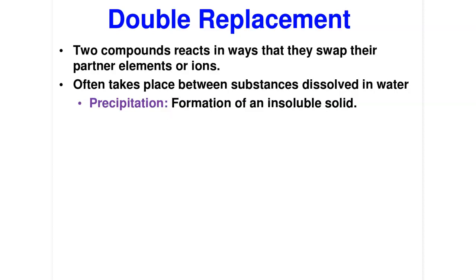The first one we're going to be looking at will be precipitation reaction. A precipitation reaction involves the formation of an insoluble solid. One of the products formed in a precipitation reaction, which is a type of double replacement reaction, will be an insoluble solid. And that insoluble solid is called a precipitate. Remember, it's called a precipitate. In short form, we call it PPT. Now, like I said, in this type of reaction, elements just swap their partners. Let's see a good example of what is happening at this point.